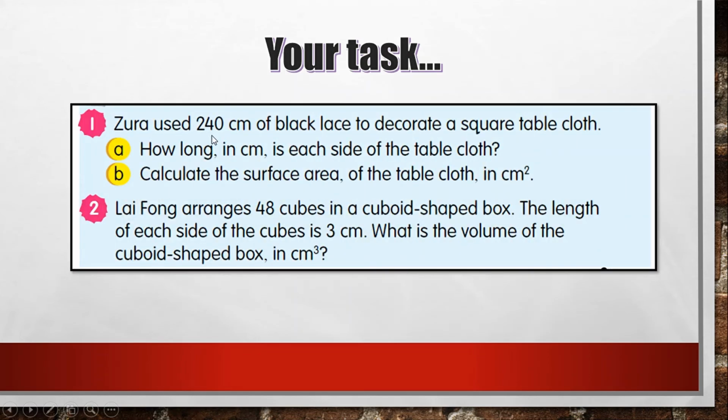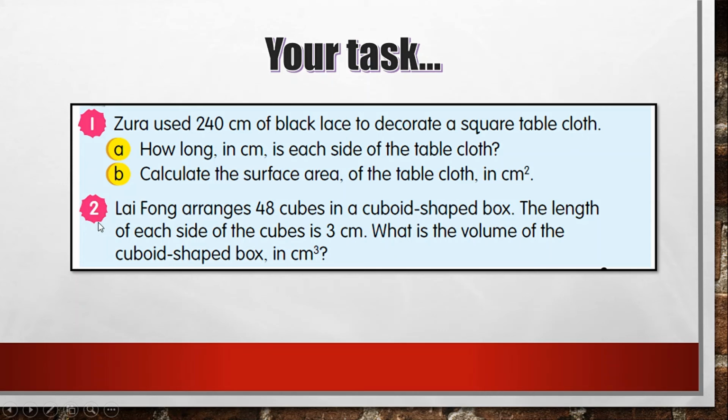Then your task for today is number 1. Zura used 240 cm of black lace to decorate a square tablecloth. A, how long in centimeters is each side of the tablecloth? And B, calculate the surface area of the tablecloth in centimeter square. Now look at this. Given is 240 centimeter black lace, a square tablecloth.